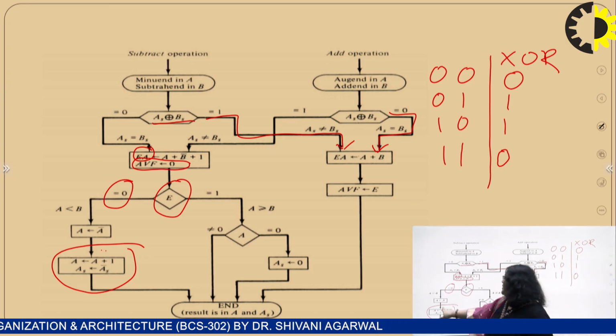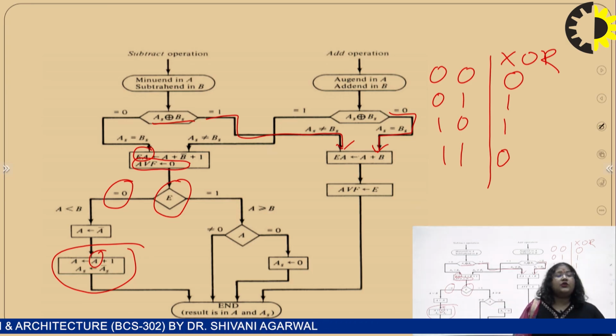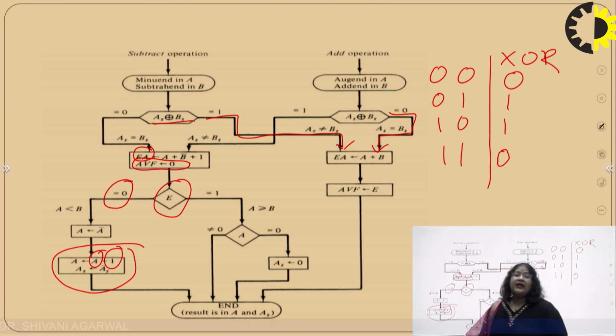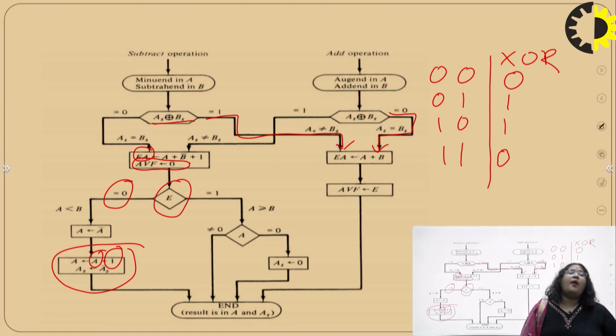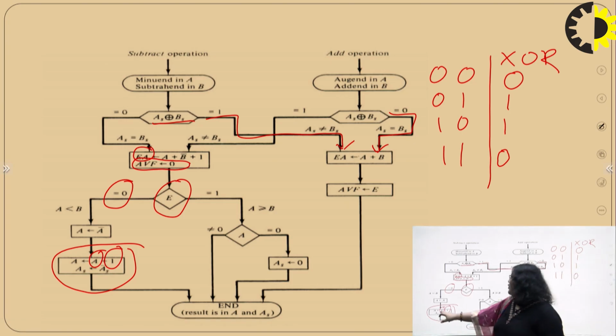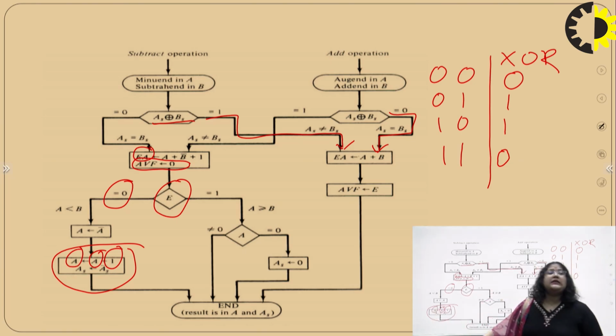What does this A represent? This shows that we have to do the complement of the resultant and add 1 to it. So, that shows again the 2's complement of the resultant. So, we have to produce the value A. This is the final output in the subtraction case. So, this is the end result.